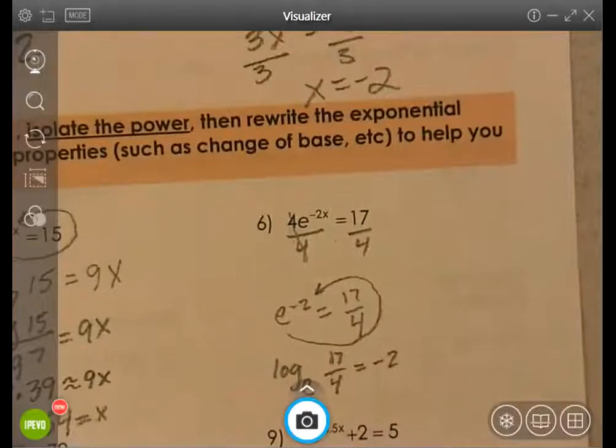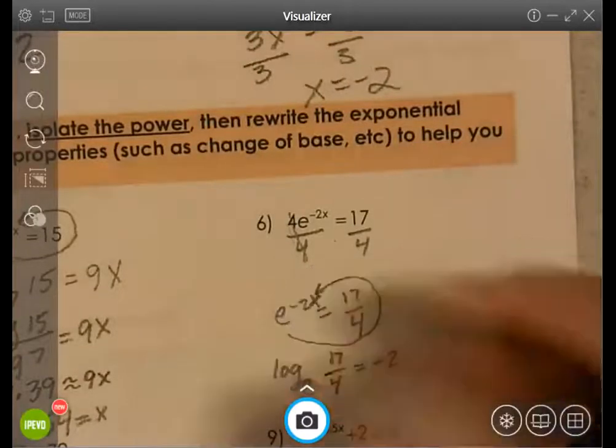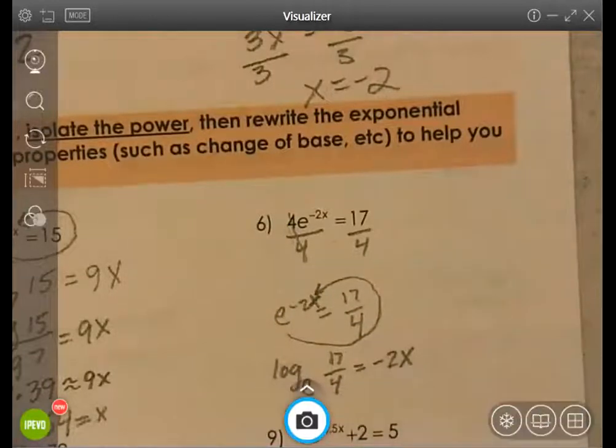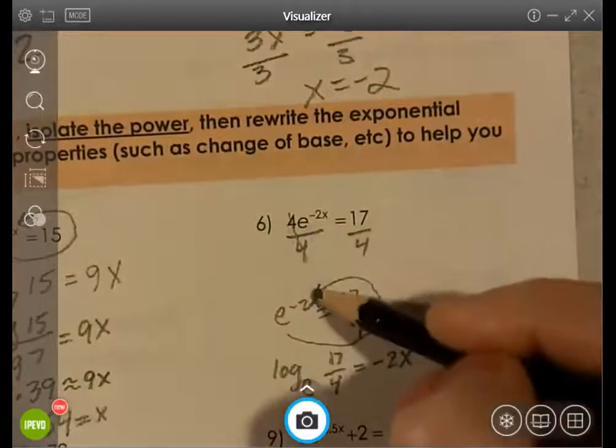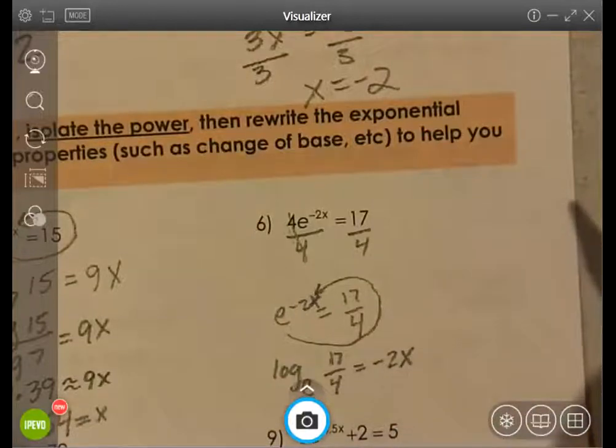Mr. Weber, did you mean to bring down that x on the -2x above the e? No, most definitely. Good call. Thanks for recognizing. We got to solve for something, right? So that's what we're solving for. We're solving for the x value. And yes, that x has to still be there. Don't lose your variables. Good job.